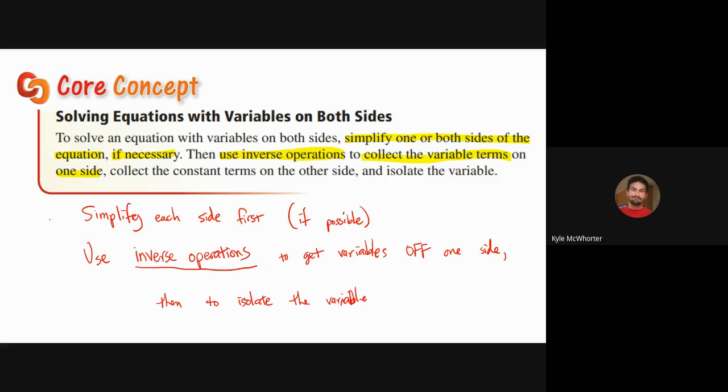So when we're simplifying this, we don't do both sides of the equation at the same time, right? We simplify the left using distributive property or combining like terms. We simplify the right using distributive property or combining like terms. Then for the rest of the stuff, we use inverse operations. That means we're going to do the same thing to both sides of the equal sign at the same time.